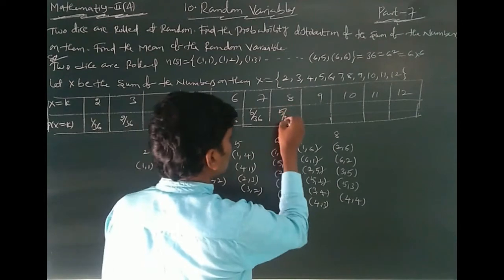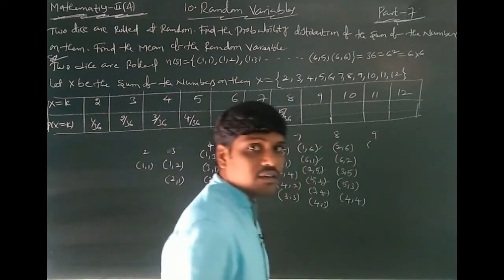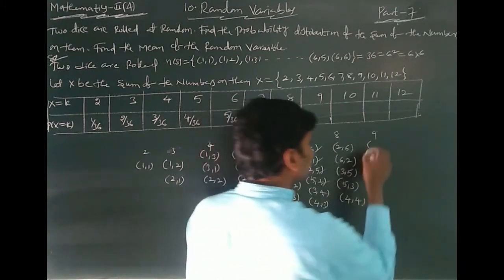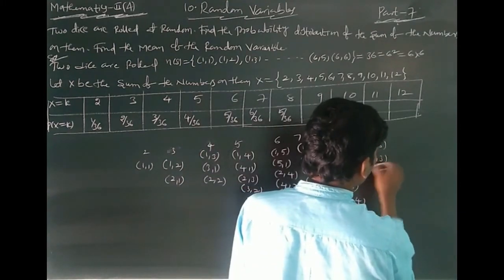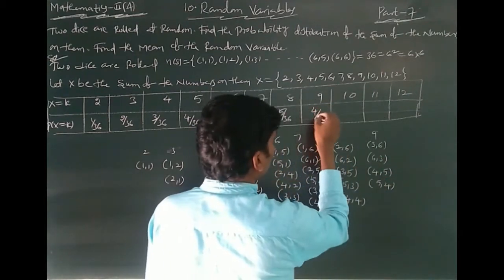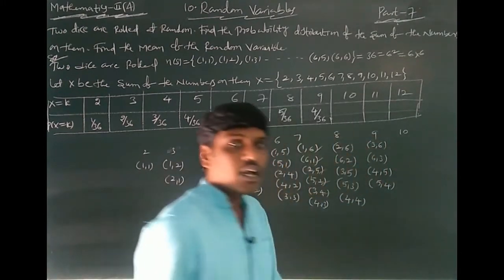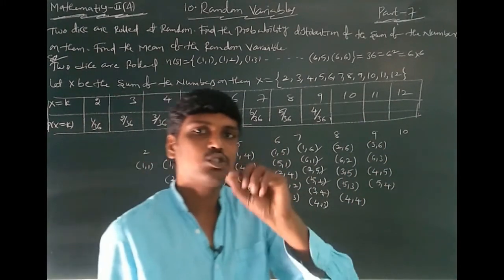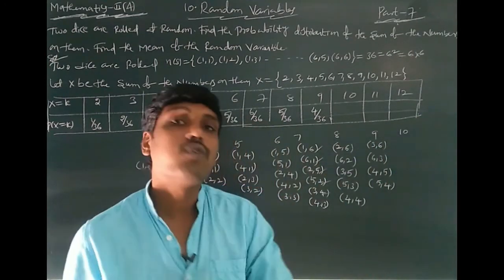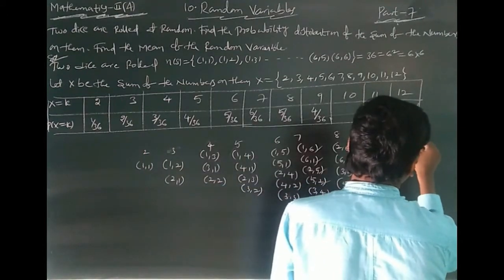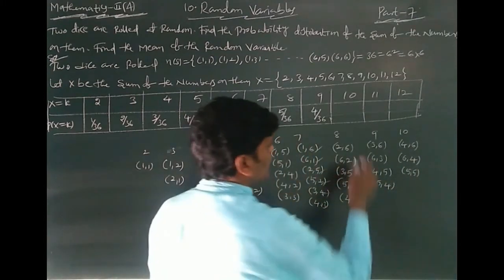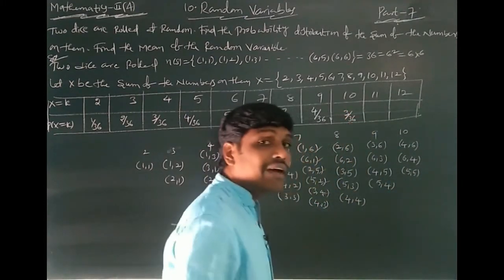5 by 36. Similarly sum 9: 1 comma 8 not coming, 2 comma 7 also not coming, 3 comma 6, 6 comma 3, 4 comma 5 and 5 comma 4. Total 4 cases. 4 by 36. Sum 10: 4 comma 6 possible, 6 comma 4 also possible, 5 comma 5 also possible. Total 3 possible cases. 3 by 36.